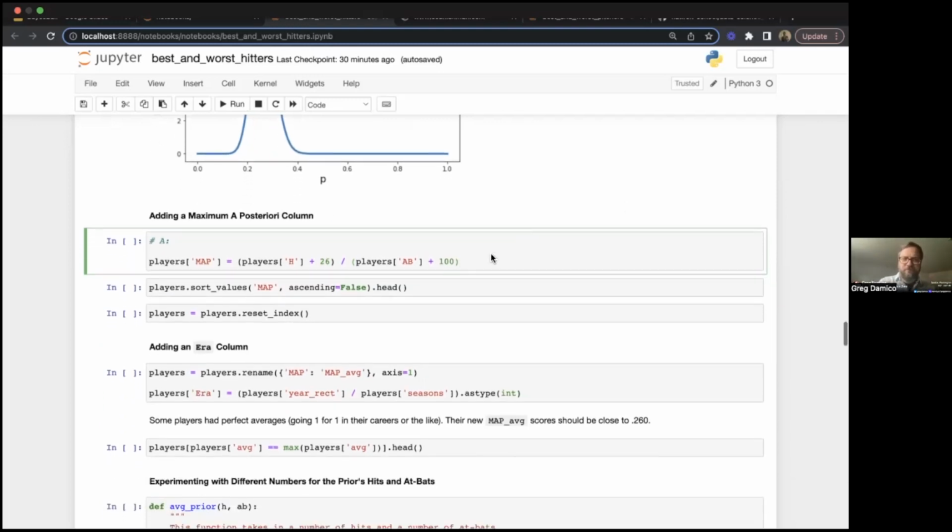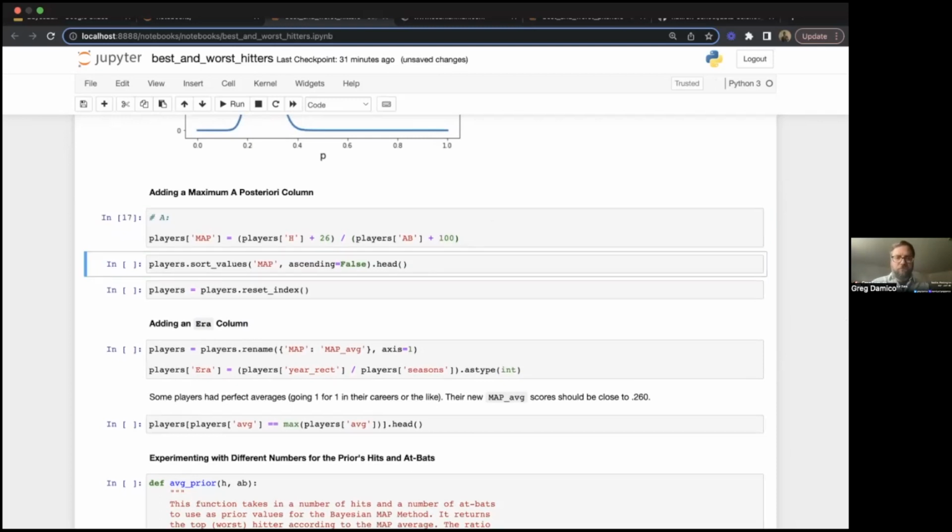Okay, so we're going to try 26 out of 100. We're going to experiment with this in a little bit. We said that the average is 260, but that doesn't necessarily mean we should choose 26 hits out of 100. We might choose 52 hits out of 200, or 2.6 hits out of 10, or something like that. So we still have a choice. We've chosen the percentage, but we still have a choice about how many hits and how many at-bats to use.